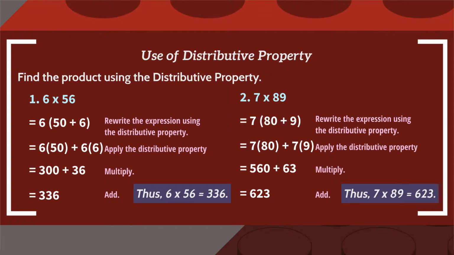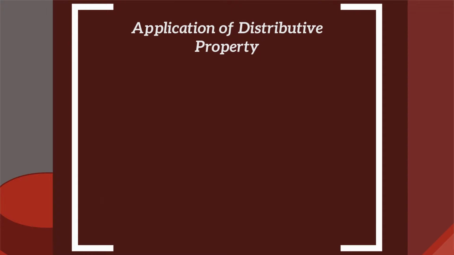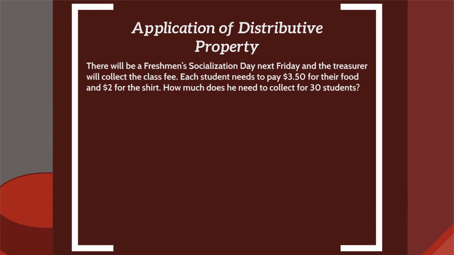So we already know how to use the distributive property. Let's now apply it in solving a worded problem. Here's the problem. There will be a freshman socialization day next Friday, and the treasurer will collect the class fee. Each student needs to pay $3.50 for their food and $2 for the shirt. How much does he need to collect for 30 students?